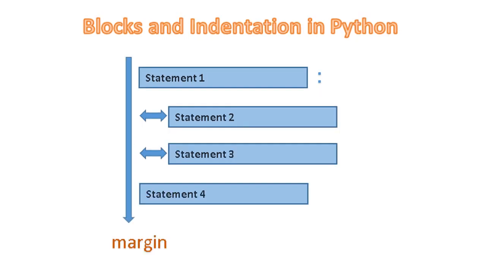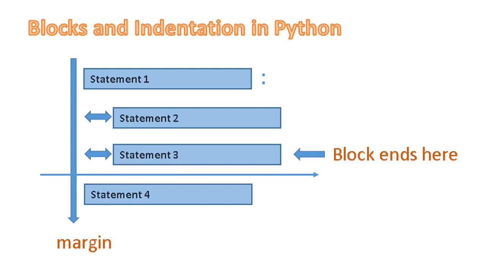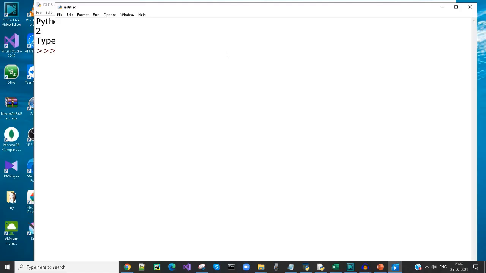All the lines within a block must be aligned to the same indentation from the margin. The block ends at the last indented statement, and the next statement starts from the margin. Even though I will be explaining conditional statements in later videos, I am going to use conditional statements just to demonstrate block and indentation in Python.